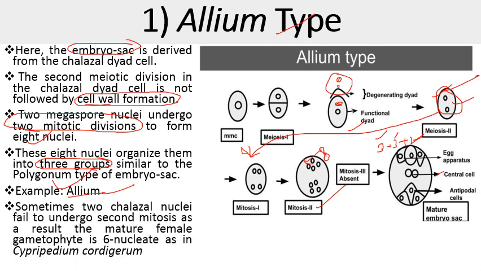Sometimes the 2 chalazal nuclei fail to undergo second mitosis. As a result, the mature female gametophyte is 6 nucleate. So कई बार जो 2 chalazal end के nuclei हैं उनमें second mitotic division नहीं होती है, जिसके result से 6 nucleate का एक female gametophyte और embryo sac बनता है, as in case of Cypripedium cordigerum. तो एक plant है ये Cypripedium cordigerum, इसमें 6 nucleate embryo sac बनता है. This is an exceptional case.